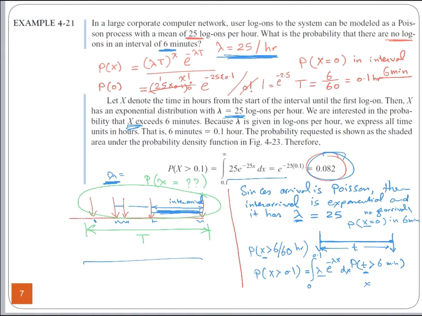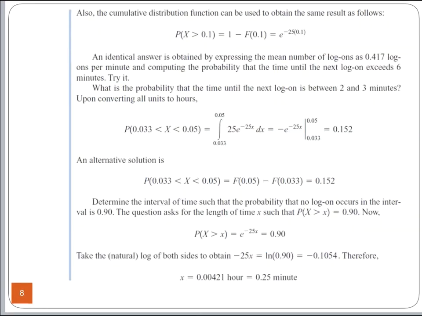So we have seen here the relation, and we have shown that you can solve these kinds of problems that talk about the probability of 0 arrivals in a certain interval where the arrivals follow the Poisson. It can be solved either from the Poisson distribution as we did here, or from the exponential distribution as we did here, because of the relation between the Poisson and the exponential distribution.